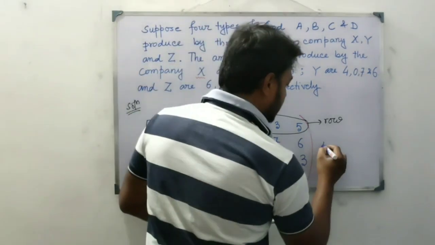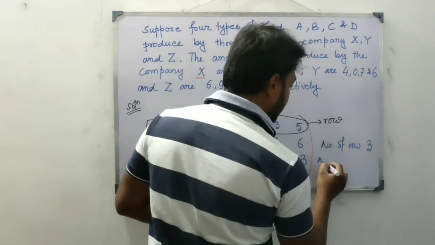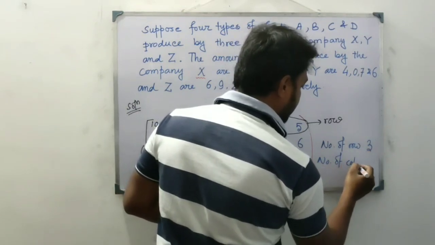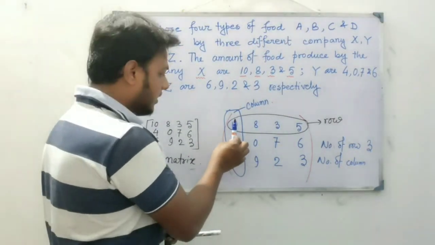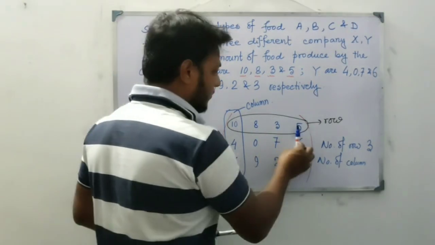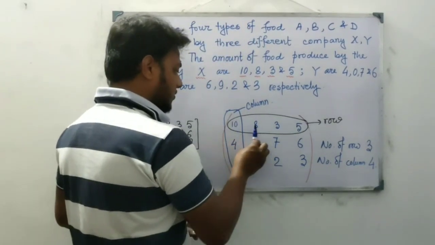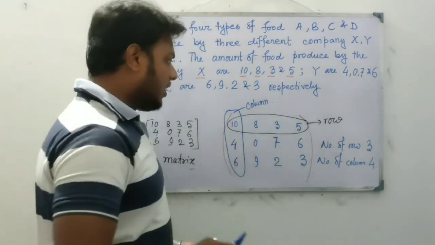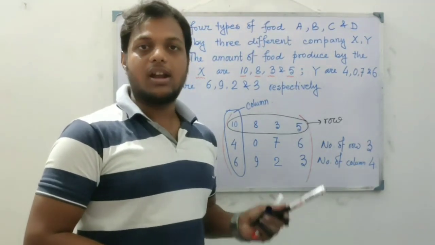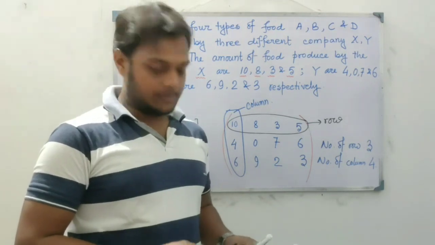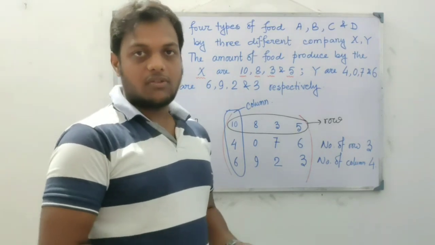So number of rows is 3, and number of columns we have to count in vertical way. First, second, third, fourth. So number of columns is 4. 1, 2, 3, 4. Okay. So from the matrix we can easily count the number of rows and number of columns. Clear? So next definition, order of a matrix, or dimension of a matrix.